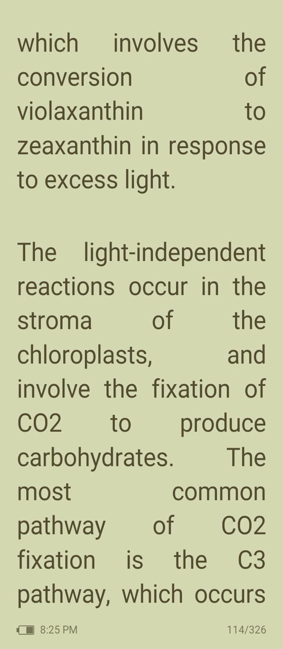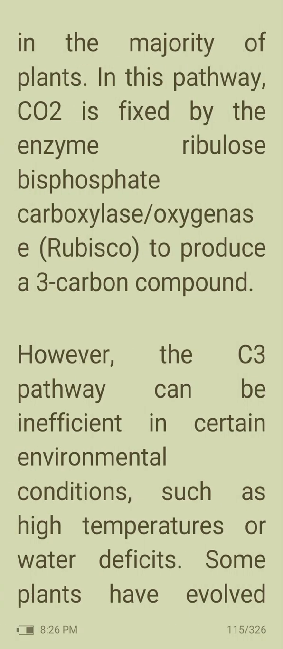The light-independent reactions occur in the stroma of the chloroplasts and involve the fixation of CO2 to produce carbohydrates. The most common pathway of CO2 fixation is the C3 pathway, which occurs in the majority of plants. In this pathway, CO2 is fixed by the enzyme ribulose bisphosphate carboxylase oxygenase, or Rubisco, to produce a 3-carbon compound. However, the C3 pathway can be inefficient in certain environmental conditions such as high temperatures or water deficits.